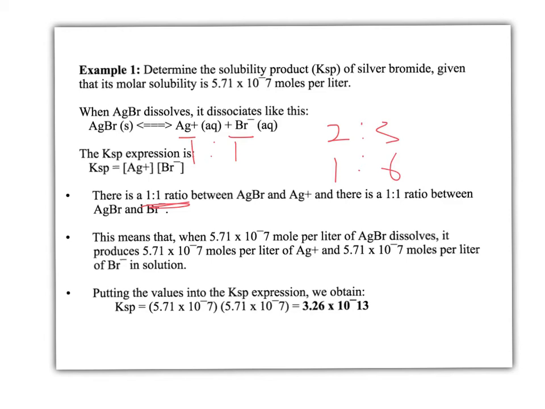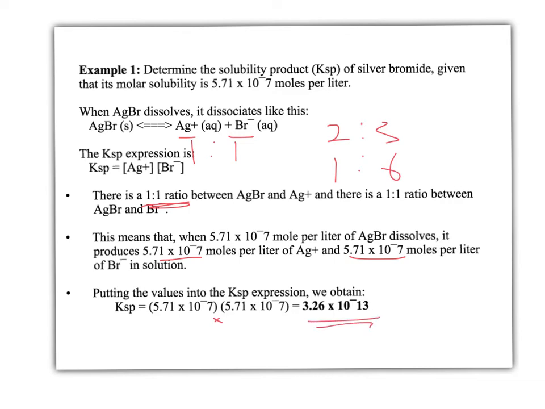So here we have 1:1, and it means that 5.71 times 10 raised to the power minus 7 of silver bromide dissolves to give you the same amount of silver and also the same amount of bromide in the solution. I think it goes with the law of conservation of mass, or something of that nature. So when you put in the values in the solubility expression, you get 5.71 times 10 raised to the power minus 7 multiplied by 5.71 times 10 raised to the power minus 7, and you get your answer.